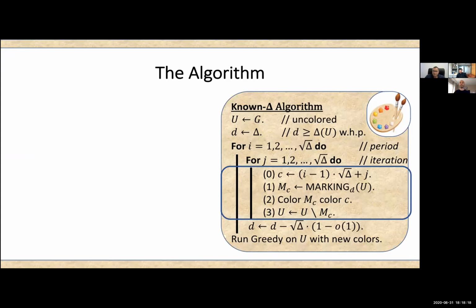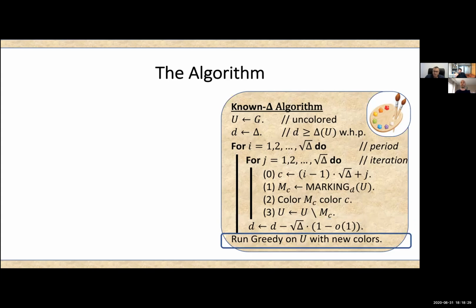So this is root delta iterations during a period. And at the end of the period, we decrease our bound d by roughly root delta. Okay, so we do this for root delta periods. And at the end of all of these periods, we just run a greedy cleanup phase. That's it.